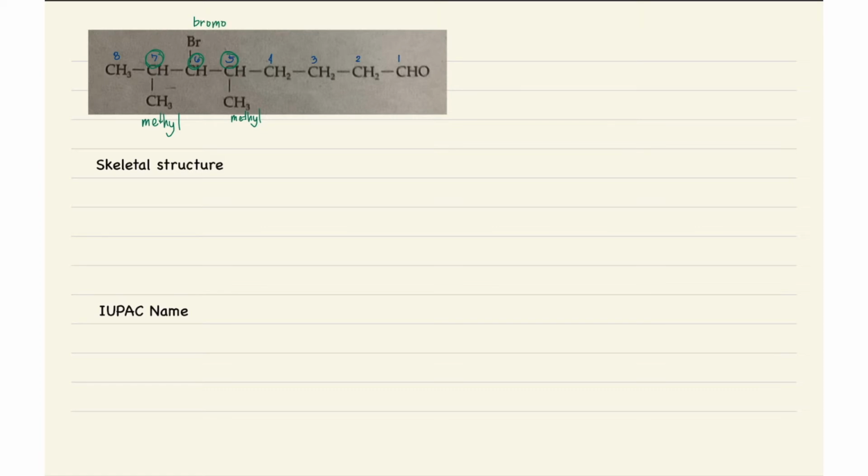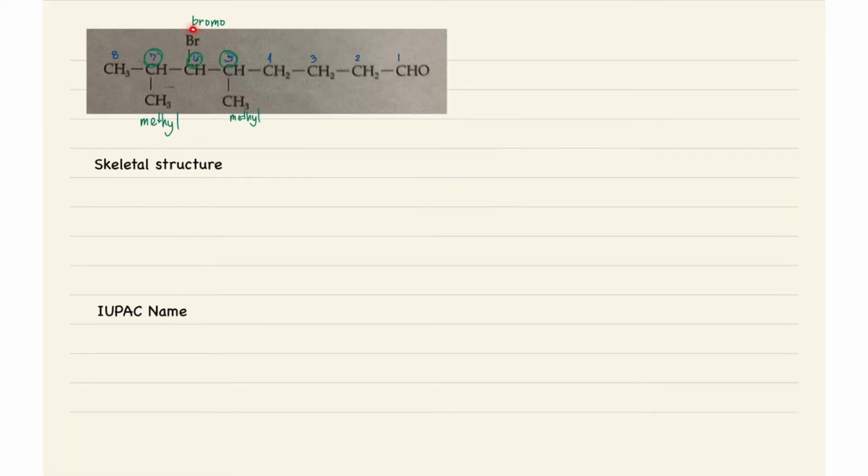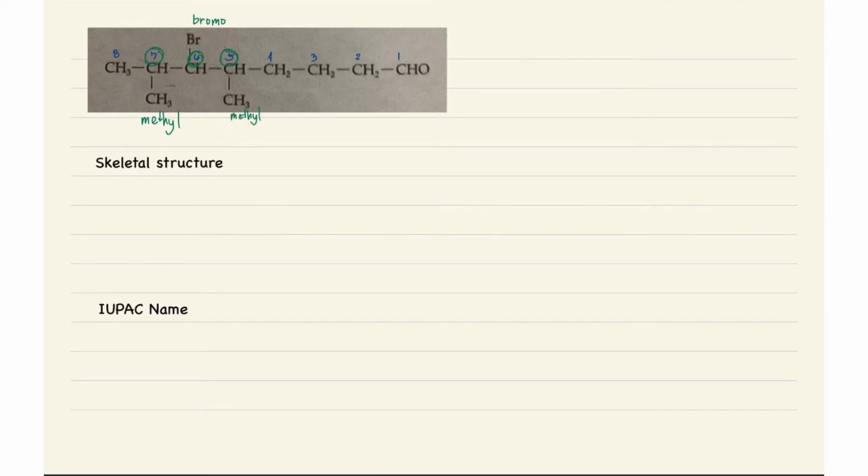So, to be clear, the locations: in number 5, we have methyl. In number 6, we have bromo. In number 7, we have methyl. Now, to arrange them for our IUPAC naming, we need to consider alphabetical order. So which comes first, bromo or methyl? Through alphabetical order, we have bromo first. So for our name, we have the location of the bromo first. So we have 6.